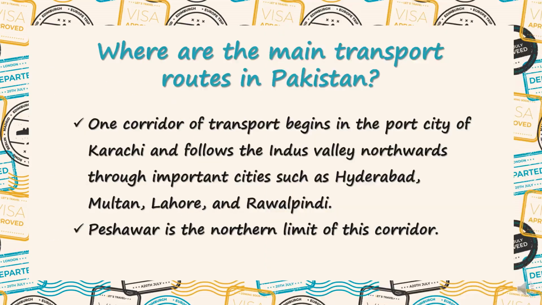Now, let's talk about the main transport routes of Pakistan. One of the major transport routes of Pakistan begins in the port city of Karachi and follows the Indus Valley northwards through important cities such as Hyderabad, Multan, Lahore, and Rawalpindi. In this way, Peshawar is the northern limit.